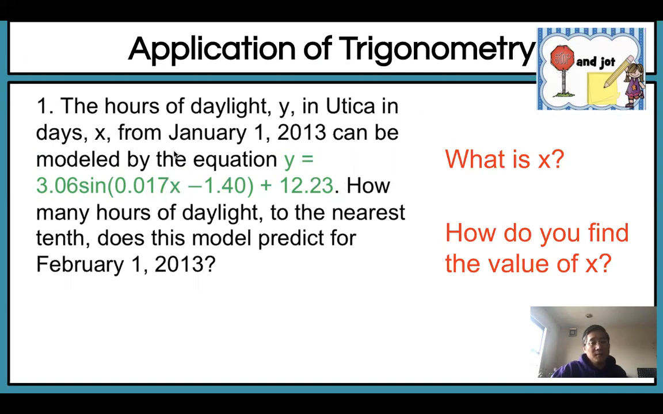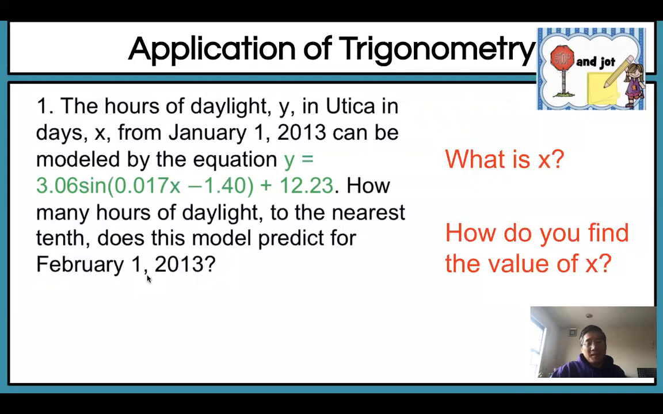Okay, the same thing. But how many hours of daylight to the nearest tenth does the model predict for February 1, 2013? So to find out the y value, which is hours of daylight, what should we know? We should know x. What is x? x is how many days pass from January 1st. February 1st, how many days passed?